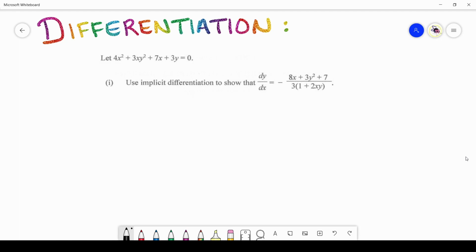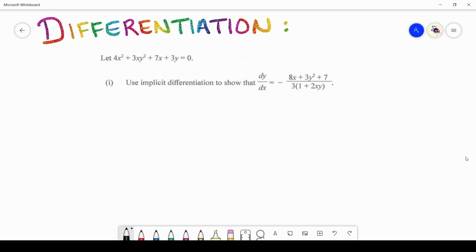Today we'll be doing some differentiation past papers starting all the way from 2019, and then we'll try our best to get down to 2015. So looking at this first past paper here, we see that they are requesting us to differentiate implicitly.